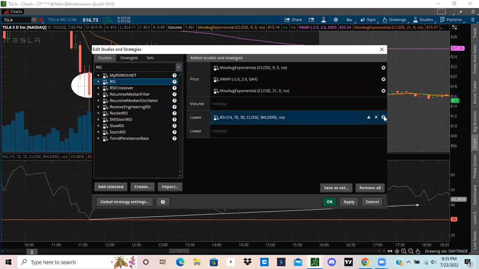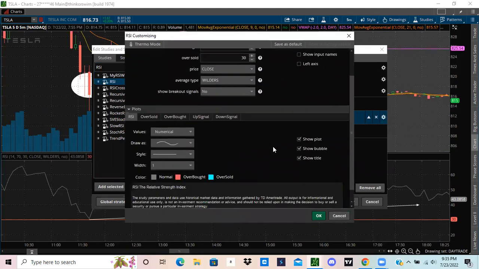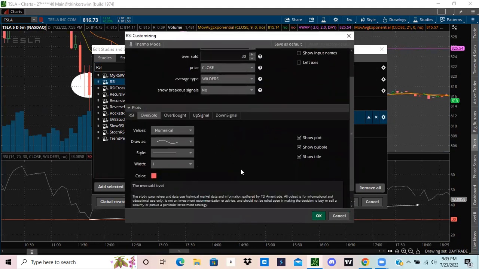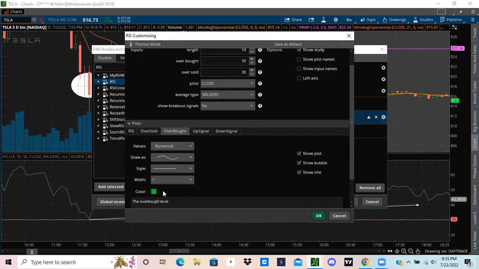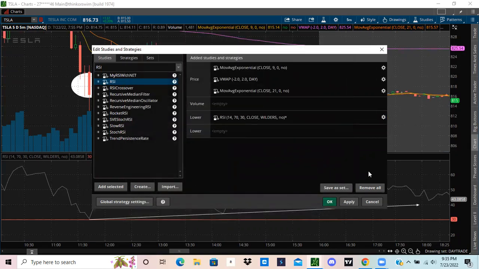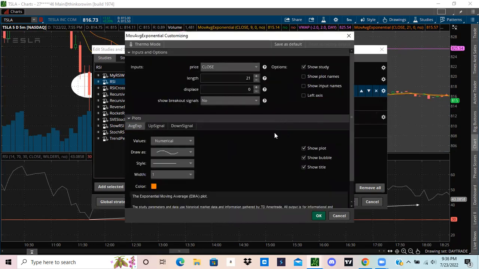My specific settings for the RSI, the only thing really different, is I go to the oversold and I put that in red. That's how I got this line down here in red. Overbought, I put that in green. And then I just hit OK. Then we go to moving average exponential. We'll go to the settings here.